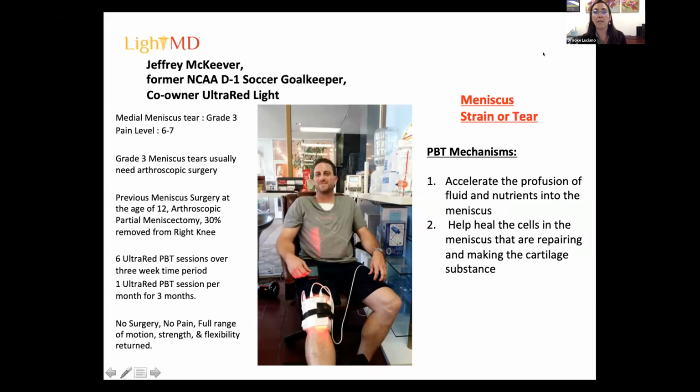So for the mechanisms for meniscus strain or tear, the way that photobiomodulation works is in 2 ways. Number 1, it accelerates perfusion of fluid and nutrients into the meniscus. And number 2, it helps to heal the cells in the meniscus that are repairing and making the cartilage.